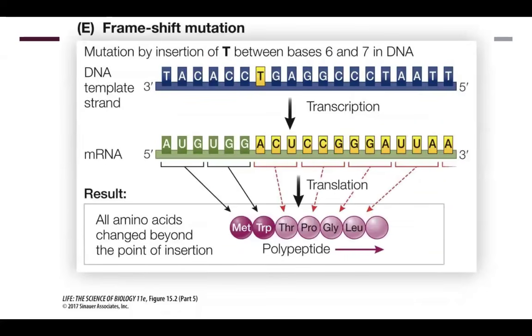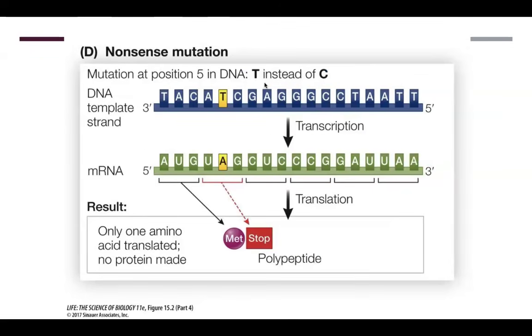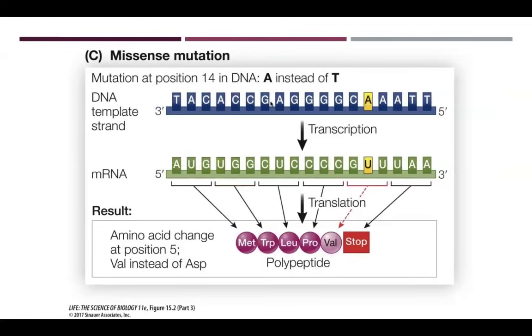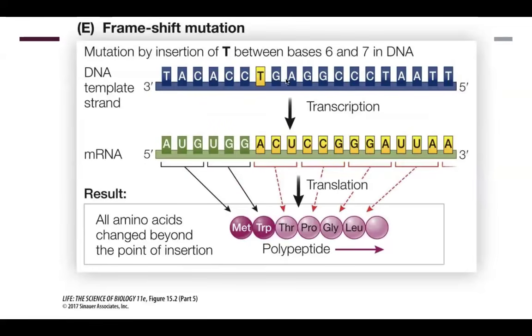And lastly, there's a frameshift mutation, where previously we were talking about exchanging one base for another. In a frameshift mutation, you're adding an extra base. So in this case, you're adding an extra base here. So now everything got moved down one. So all the amino acids are changed at the point of insertion. What should have been GAG, or leucine, now GAG is split apart. Now it's UGA GGC. So there's a shift in the amino acid formation.